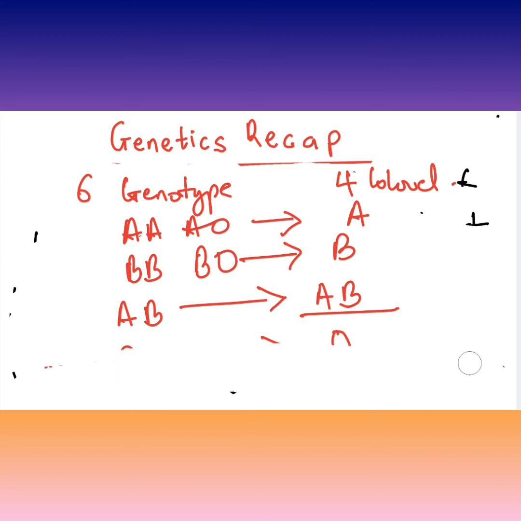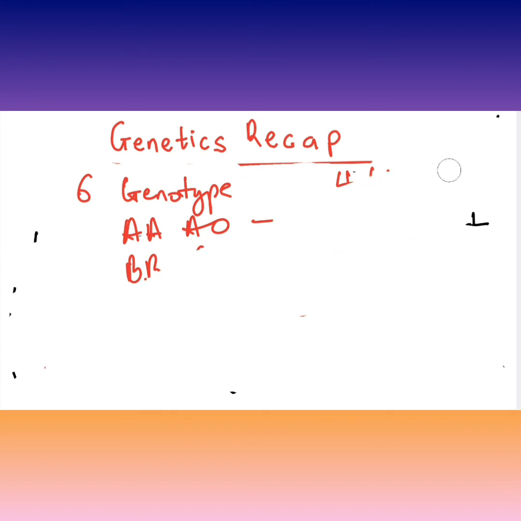Finally, we've come to the end of this video. Now basically what I did was just do a brief genetics recap of the ABO blood group and how all that is derived.